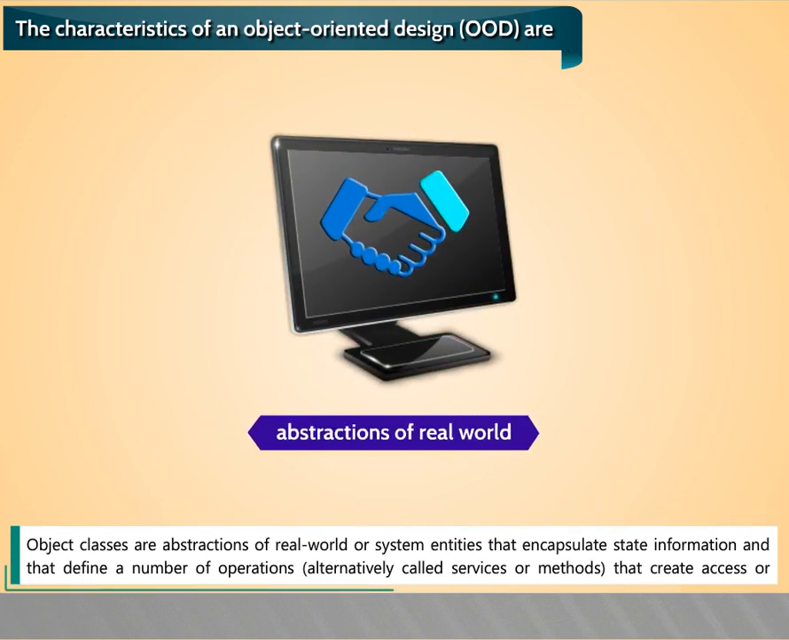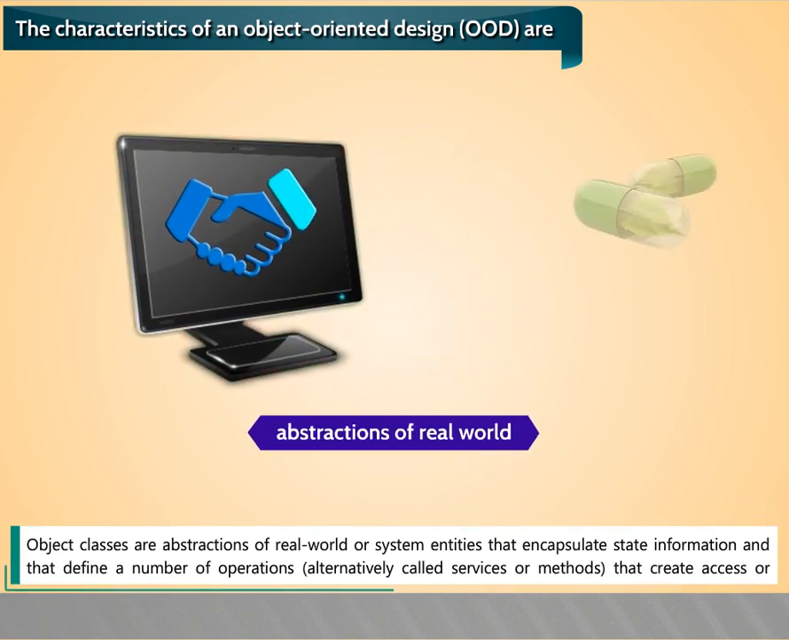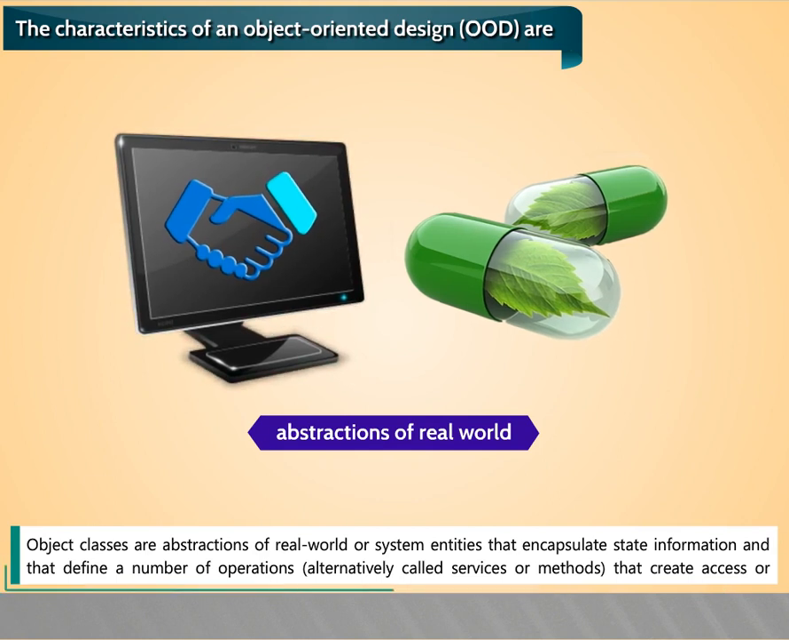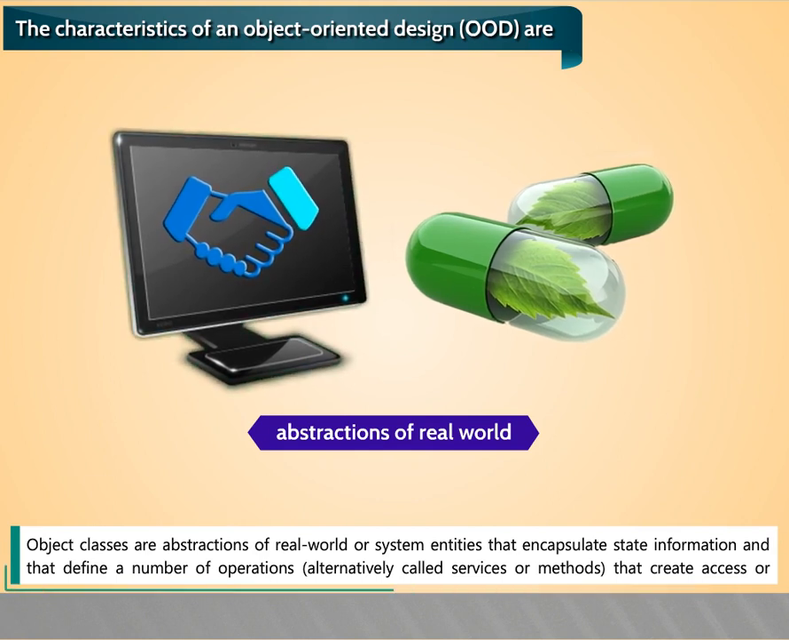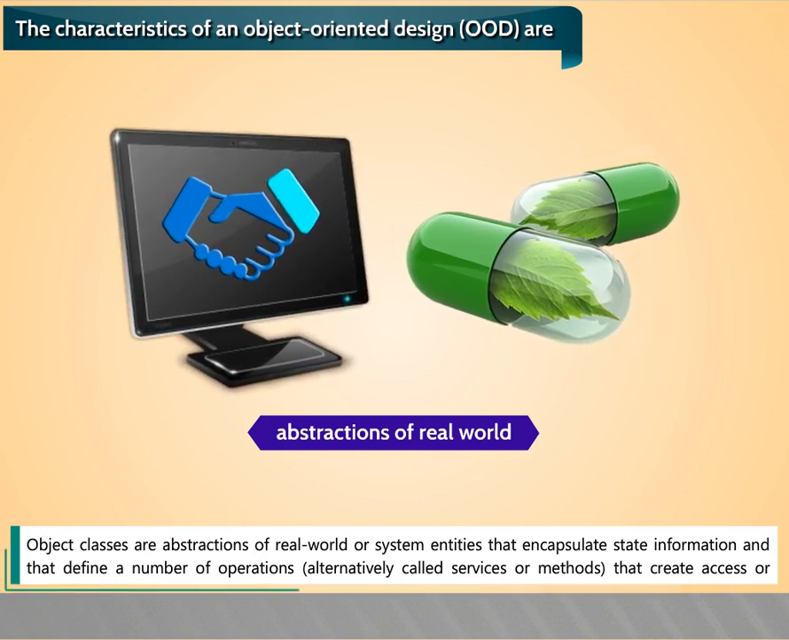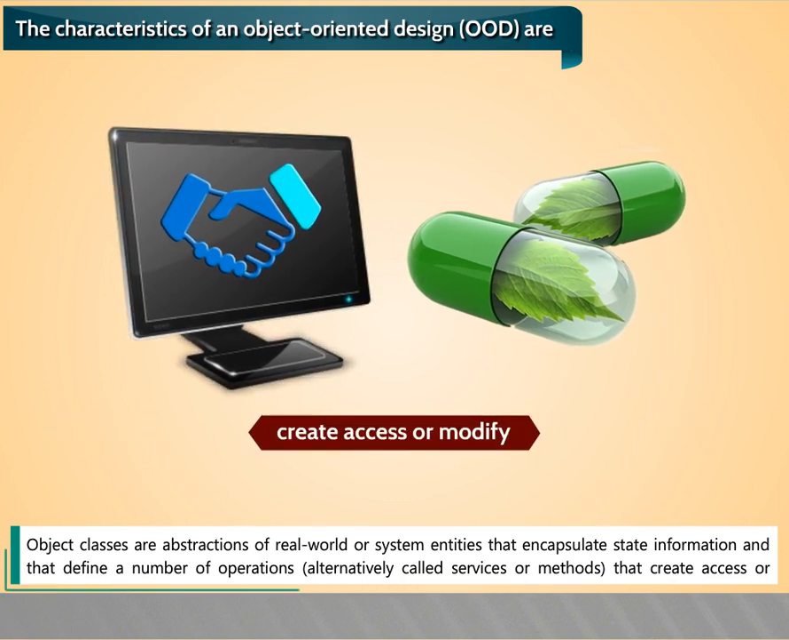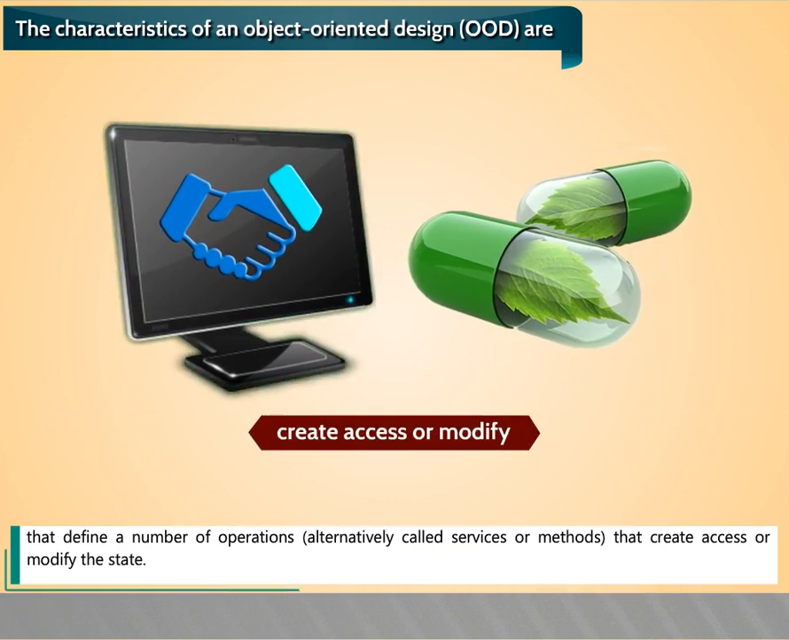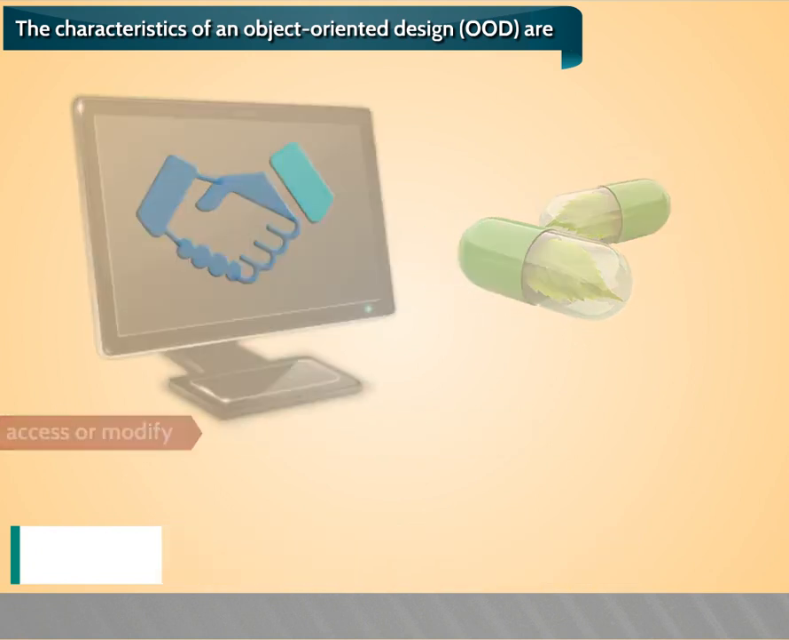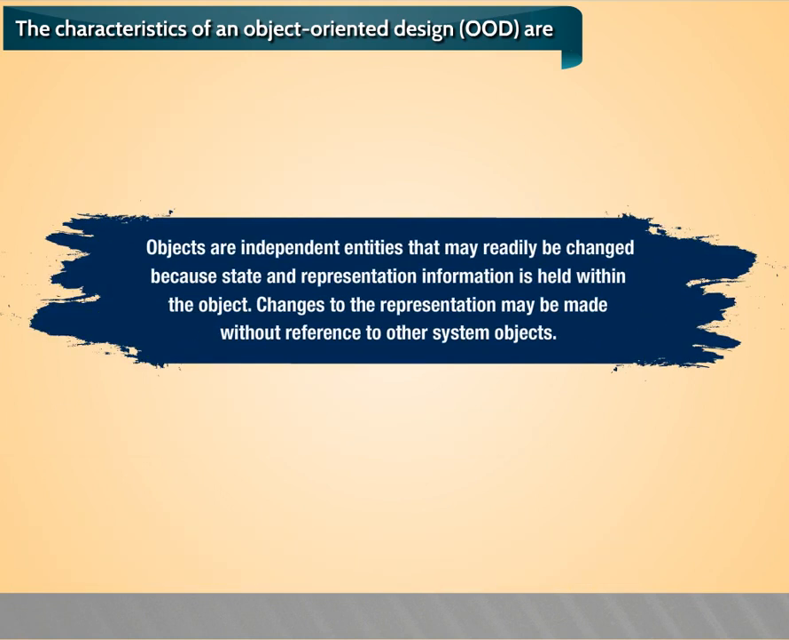Object classes are abstractions of real-world and system entities that encapsulate state information and that define a number of operations, alternatively called services or methods, that create, access, or modify the state. Objects are independent entities that may readily be changed because state and representation information is held within the object. Changes to the representation may be made without reference to the other system objects.